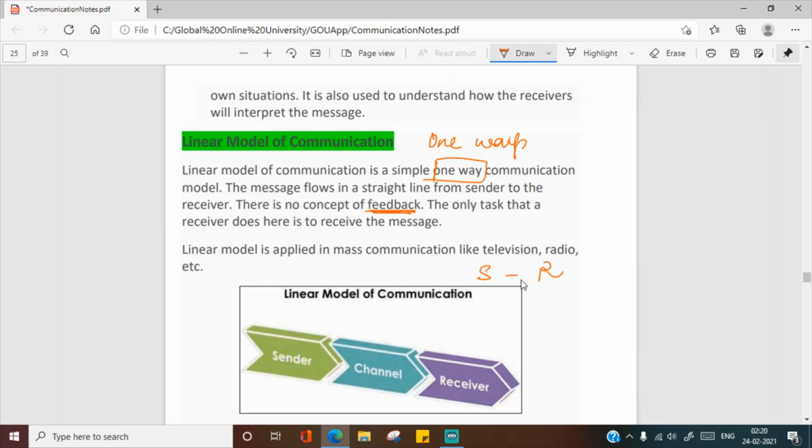Now, some people might be thinking where this is being used. This is usually used in mass communication like radio or television, where the communication is one way. In television, you sit in front of the television, and the channels show the movie or different shows or news. You do not have any say on what will be displayed on the television, or what will be said on the radio. So you do not have your opinion or feedback. So this is the linear model of communication.